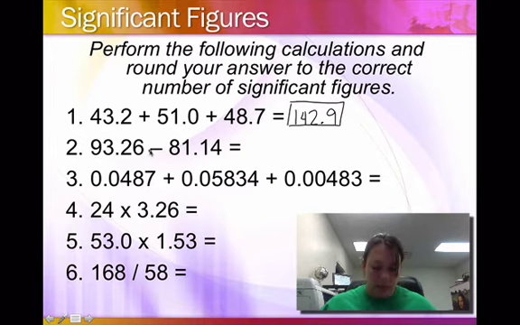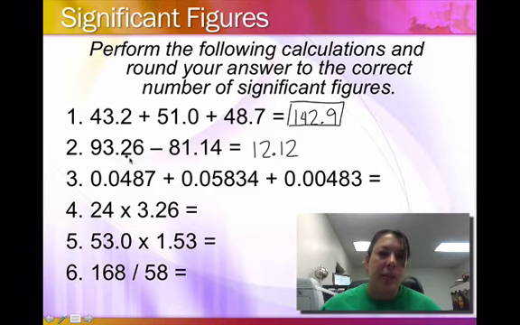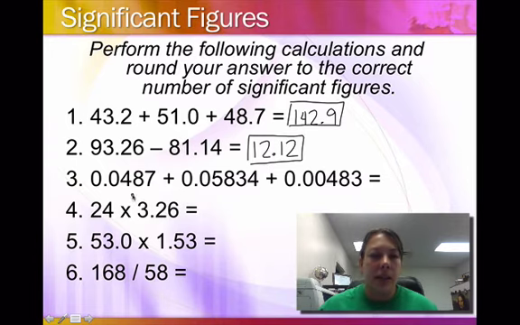All right, in this one we have 93.26 minus 81.14, and I get 12.12 in my calculator. And then if I look at decimal places, this has 2 and this has 2, and my answer has 2, so that is the answer. I don't have to do any rounding.